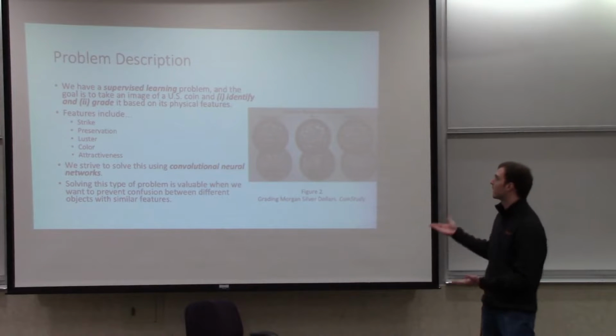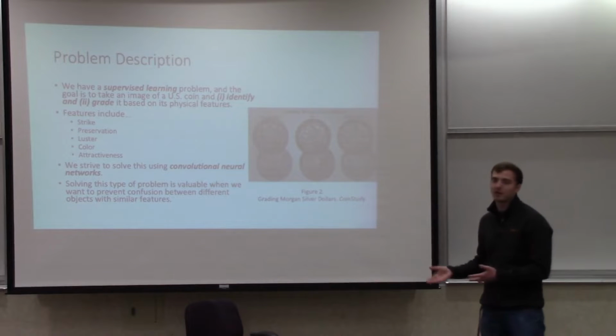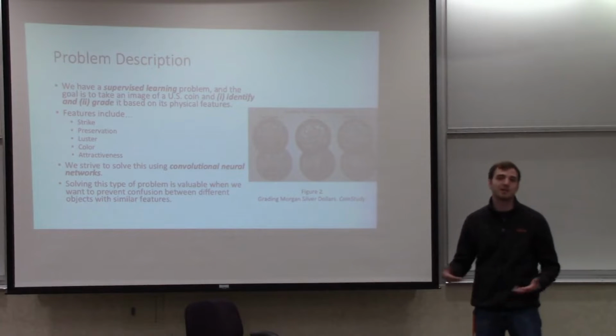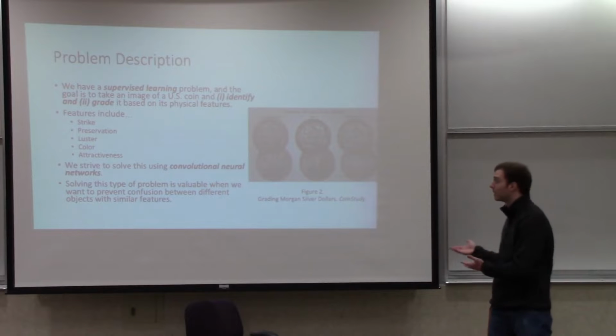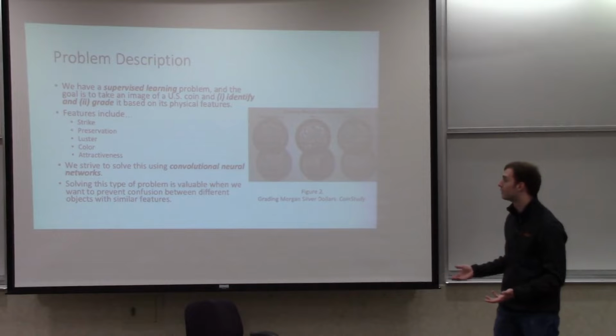So things that can in fact affect a coin's grading are things like its strike, its preservation, luster, attractiveness. These are all inherently subjective quantities, but we do have a lot of data of graded coins that we could pull from. So it should be possible to train a convolutional neural network to do so.